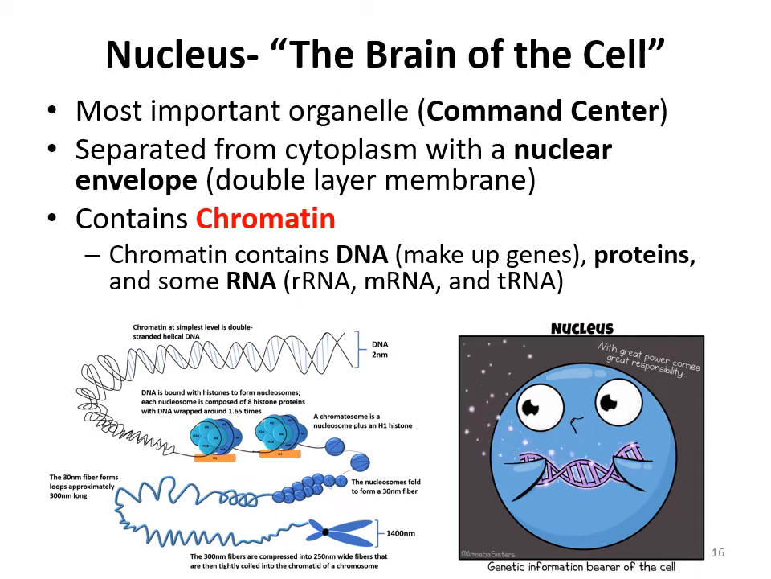Well, what the cell does is it takes that DNA and wraps it around proteins so that now it's a nice, compact, squished up ball of DNA that can fit inside the nucleus. And there'll also be some RNA mixed in as well to help maintain that shape. Okay, so the DNA and the genetic material of that cell is found in the nucleus.